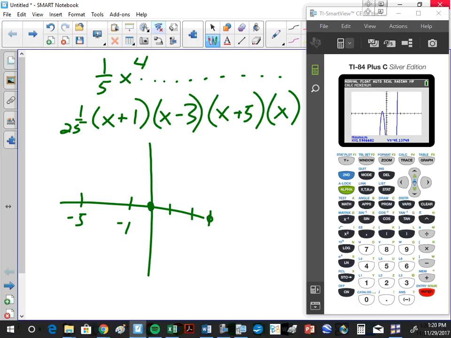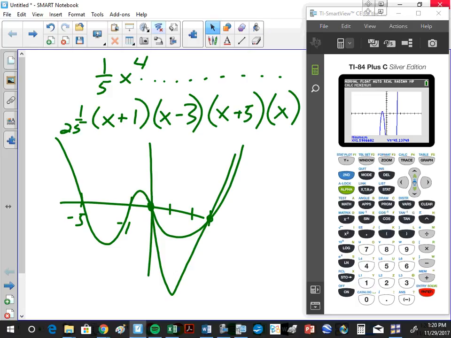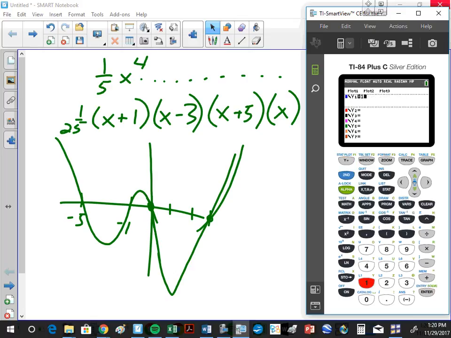Okay. And what do the ends look like? Are they both up or are they both down? They're both up. And there are no bounces, so something like this. This would probably be down further. Yeah, that's an x to the 4th, it would be really tall. So something like that. Let me graph it.